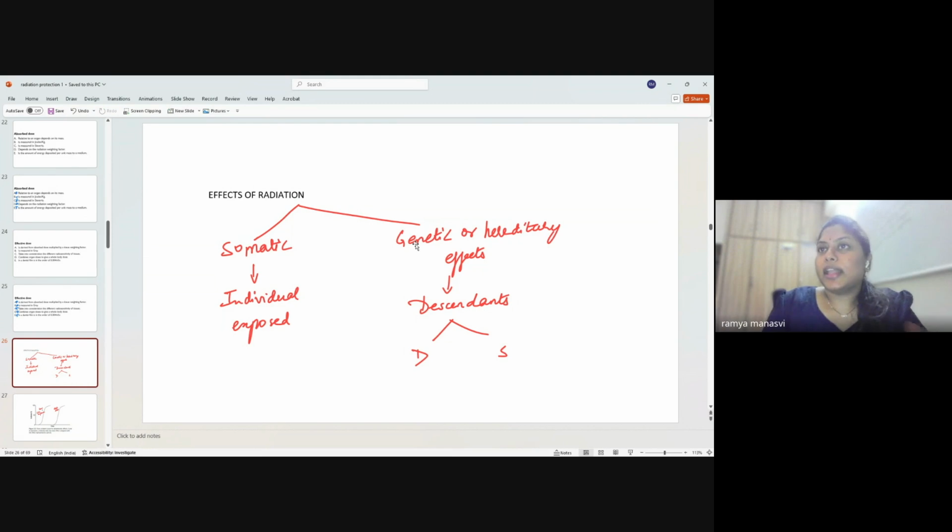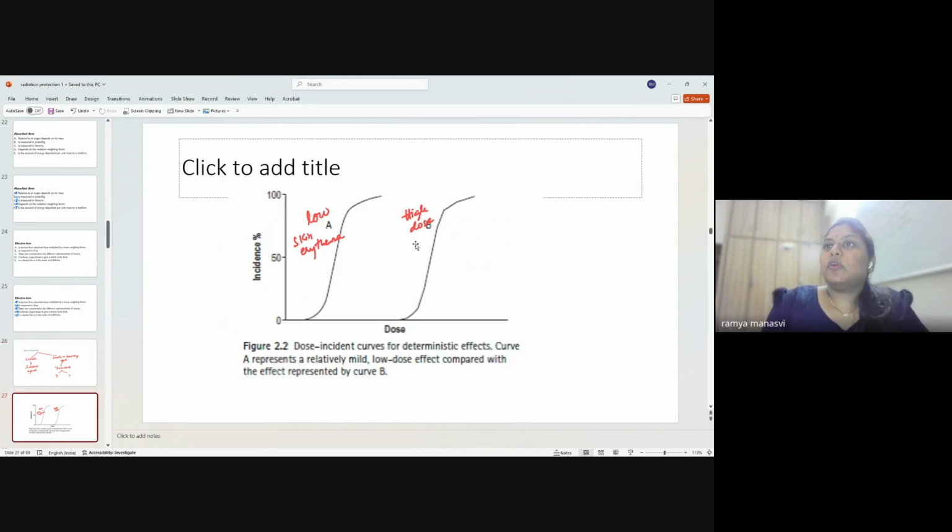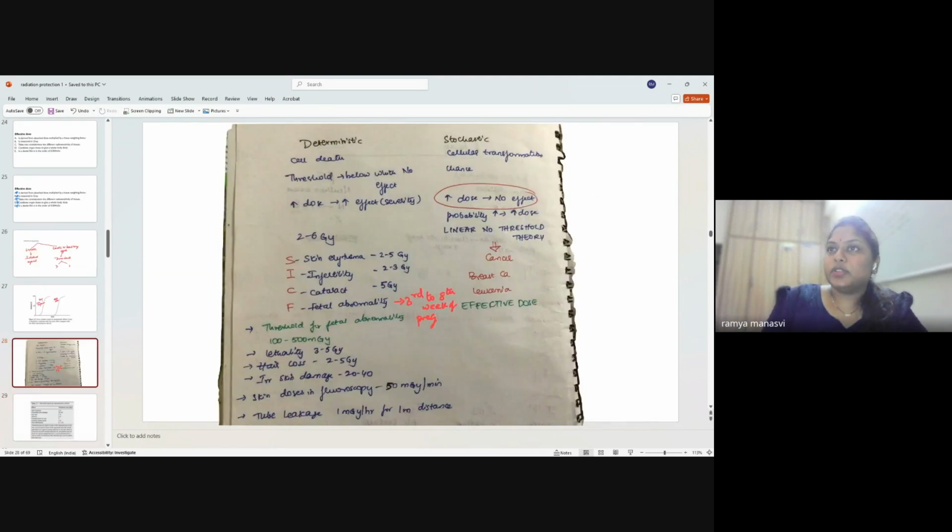Both can happen. If the dose is low, the incidence is deterministic, that is, it can happen. Skin erythema can happen, or there are only a few effects. Whereas in high doses, there will be chance for more effects, stochastic and deterministic, depending upon the dose and the threshold for each individual one. We'll just go through that.